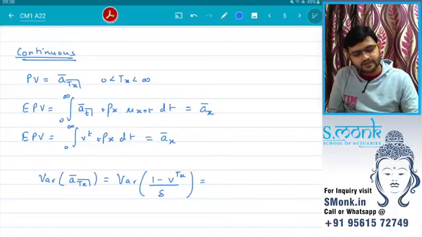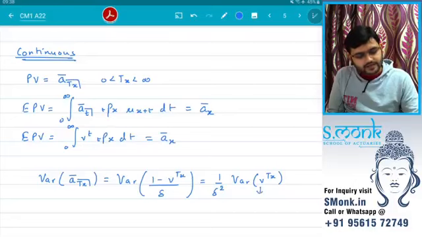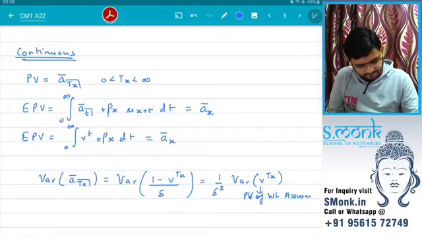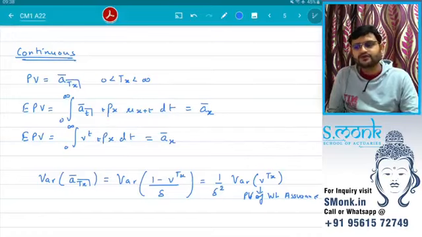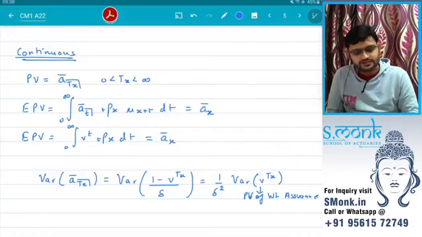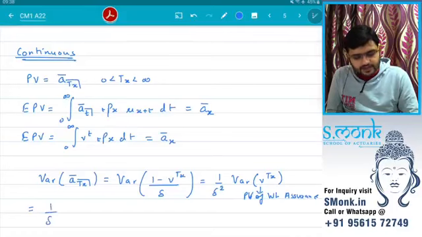Delta comes out, 1 does not make any difference, so I will have 1 by delta square variance of v raised to Tx. This is again the present value of whole life assurance. Just the payment is going to be immediately on death. That's the only difference, right? So this would become 1 by delta square, 2A bar x minus A bar x whole square.